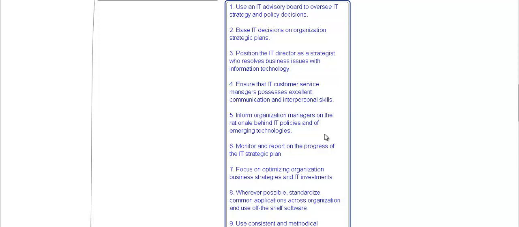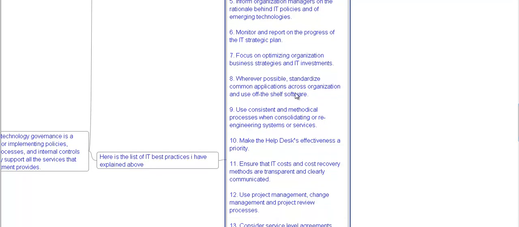Number 5. Inform organization managers of the rationale behind IT policies and of emerging technologies. Number 6, monitor and report the progress of the IT strategic plan. Number 7, focus on optimizing organization business strategy and IT investment. Number 8, wherever possible, standardize common applications across the organization and use off-the-shelf software. Number 9, use consistent and methodical processes when consolidating or re-engineering systems or services.